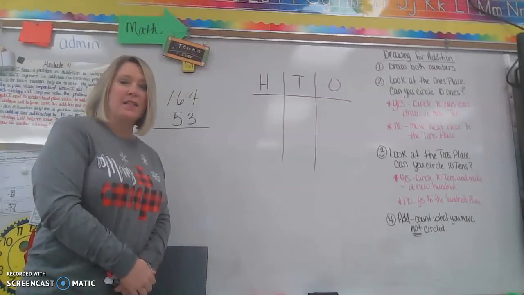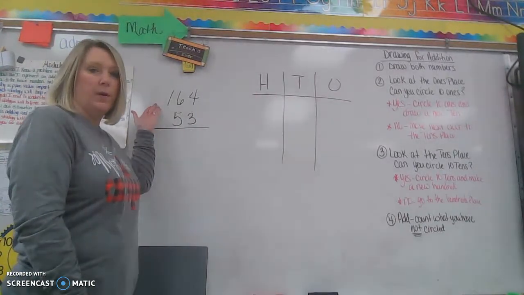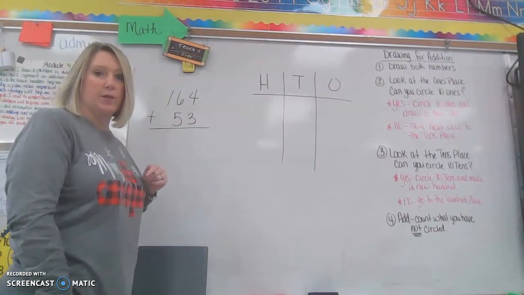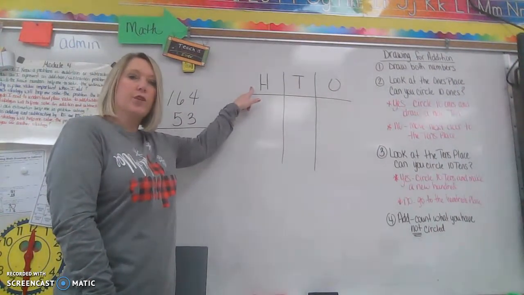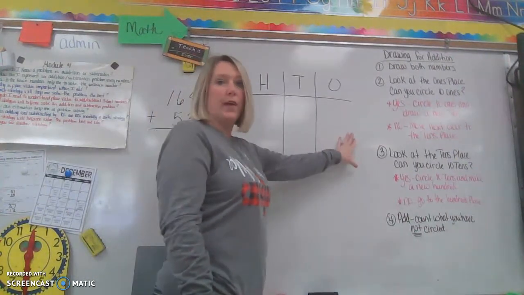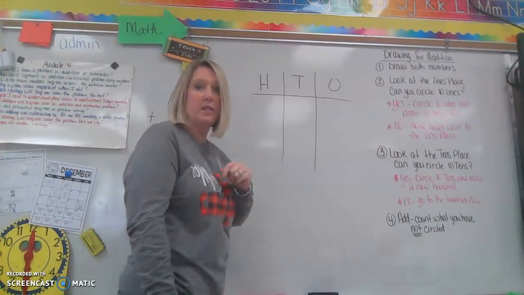Okay, I'm back for the second part. I've given us a 3-digit number and I'm adding a 2-digit number to it. As you can see, I've added the hundreds column to our HTO chart. Our steps over here have not changed. They are still the same. So let's go ahead and get started.